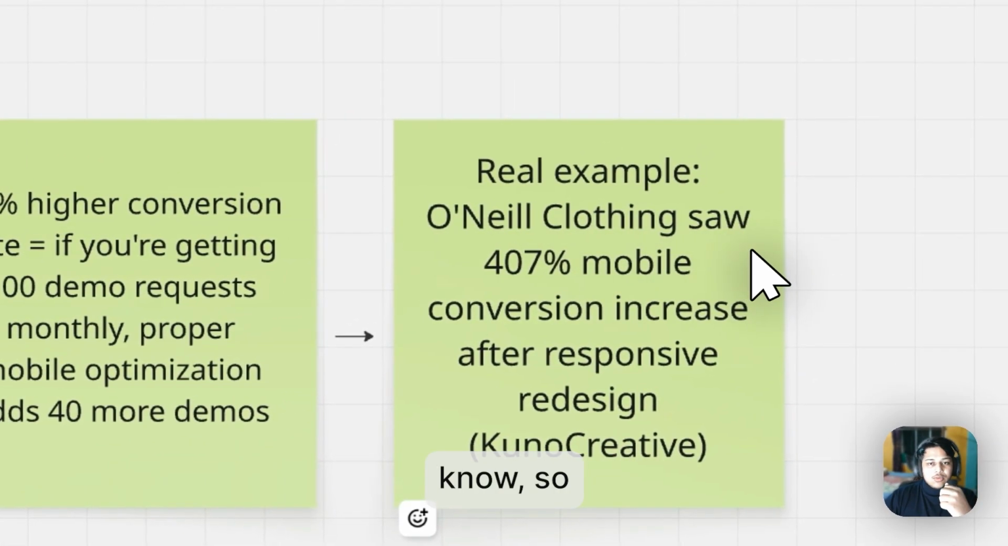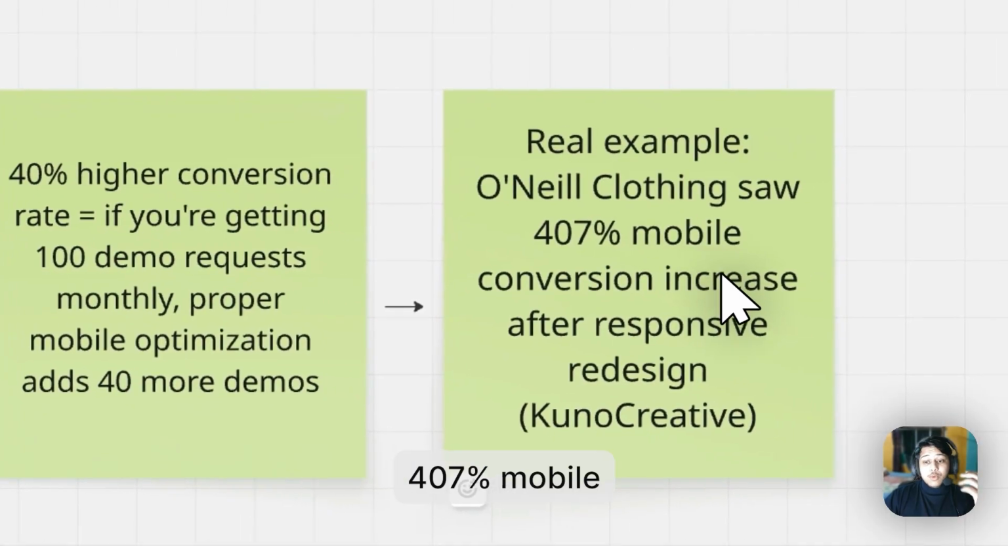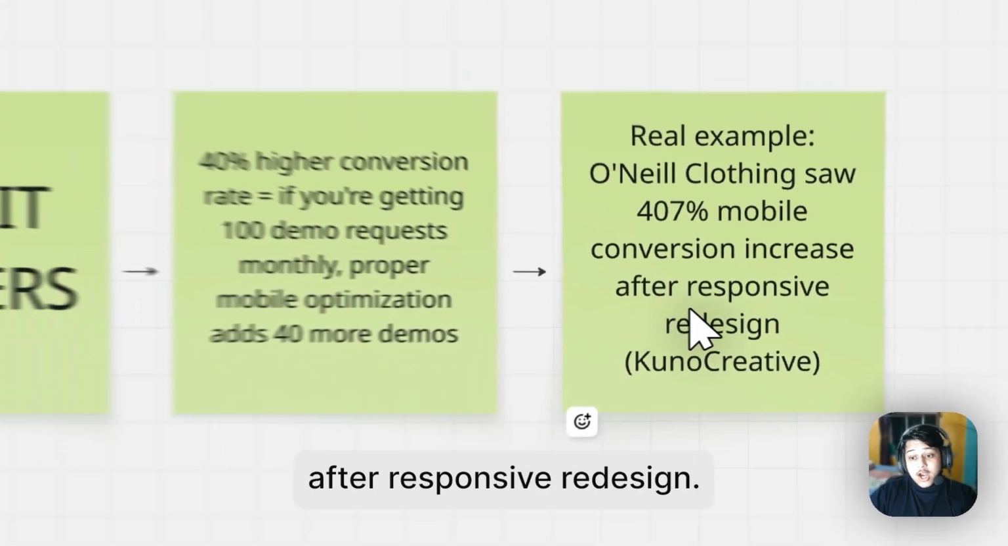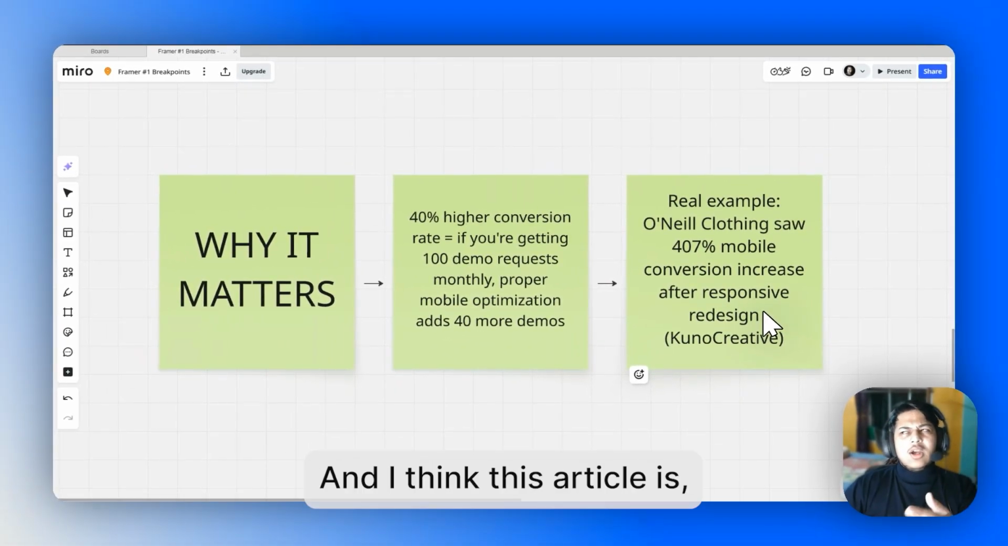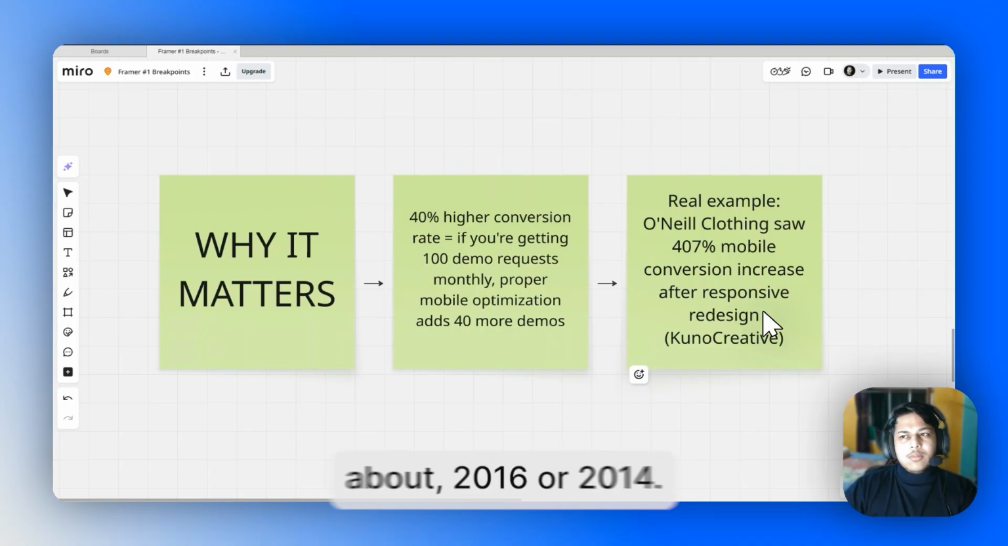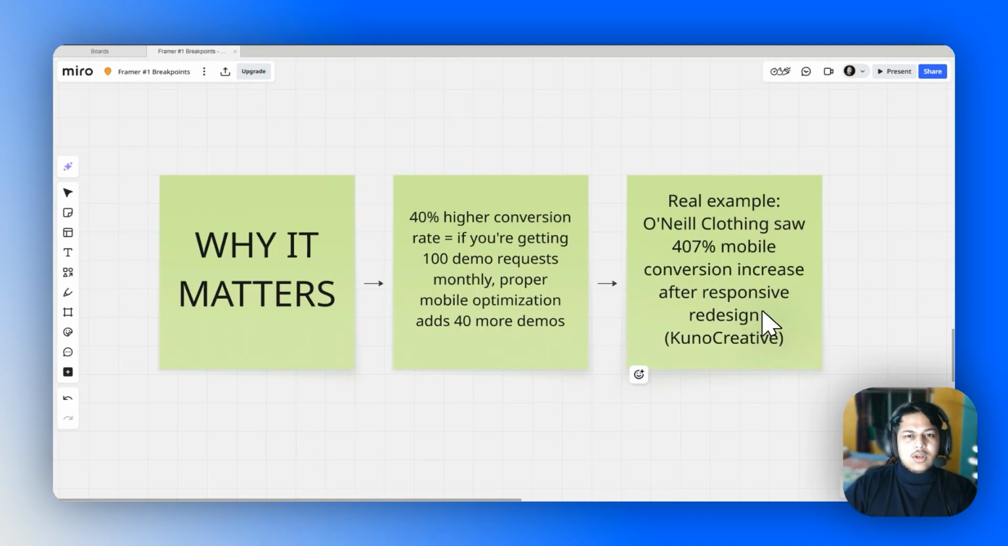O'Neill Clothing saw a 47% mobile conversion increase after a responsive redesign. And I think this article is from 2016 or 2014. I don't remember exactly, but you can check this out.